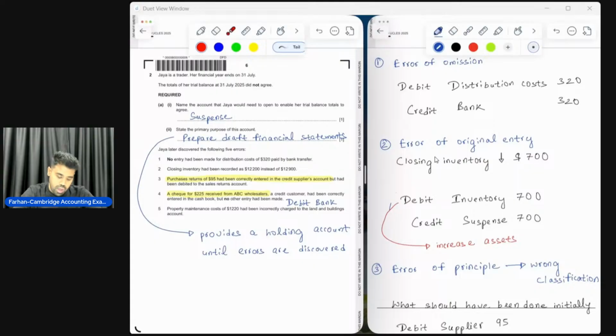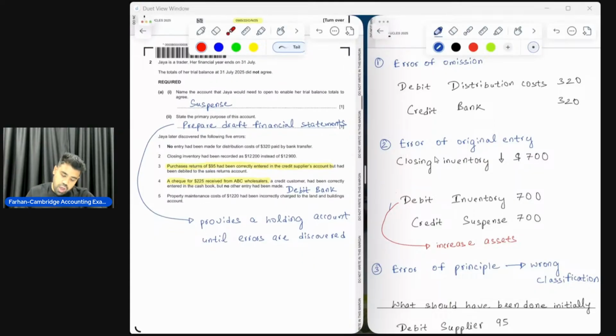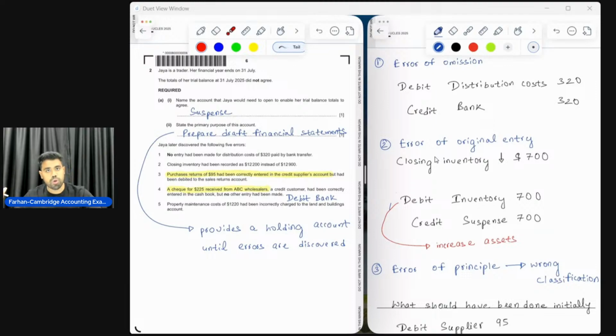Now, with that being said, let's look into each of the 5 errors that are given to us, and you'll have all the explanation and workings on the right-hand side, which I'll go through step by step. Starting with error number 1. No entry had been made for distribution costs of $320 paid by bank transfer. So it's very specific here regards to mentioning no entry had been made at all. So we can confidently say that we have an error of omission where the transaction was completely forgotten to be recorded by our bookkeeper.